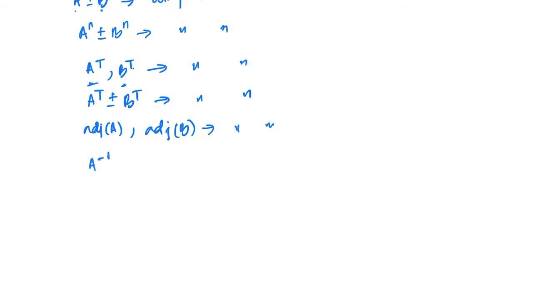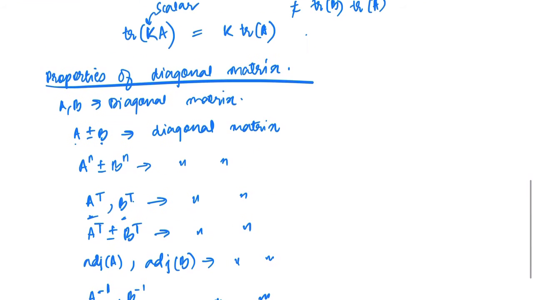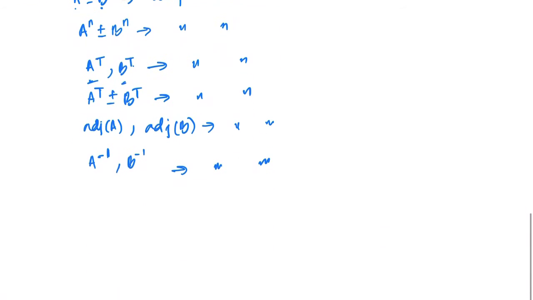Then finally we have A inverse and B inverse, okay, this will also be a diagonal matrix. These are the properties of a diagonal matrix.